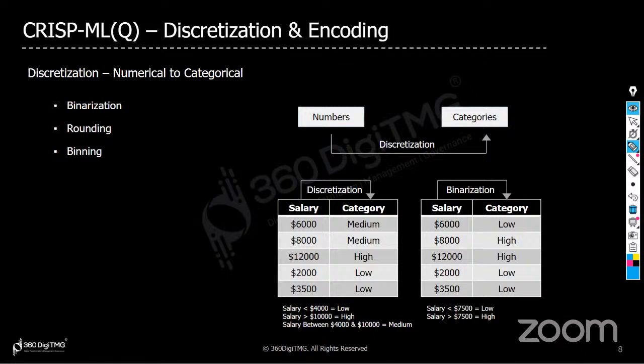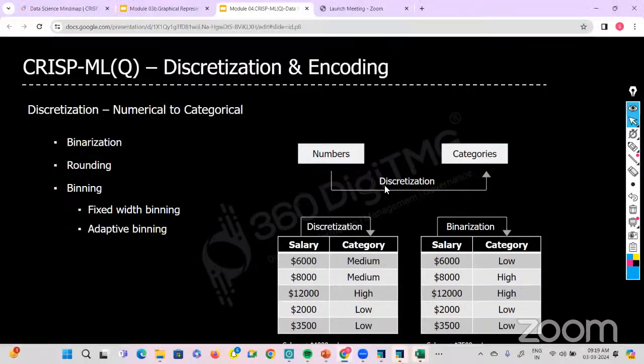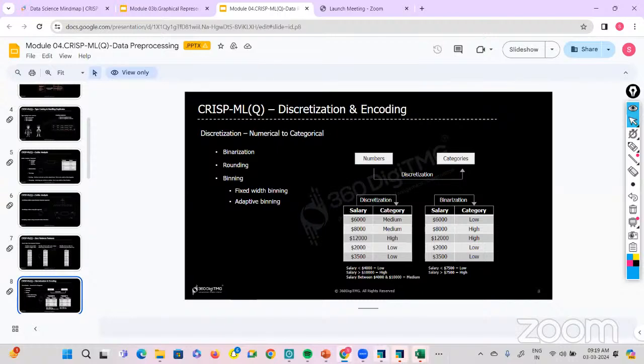Now we will show this discretization in RapidMiner. So let us see this in RapidMiner. Within binning, there is fixed width binning and adaptive binning, where the bins have equal size. So 20, 20, 20, that is fixed. If it is not, this is adaptive. And let us go to my RapidMiner right now.